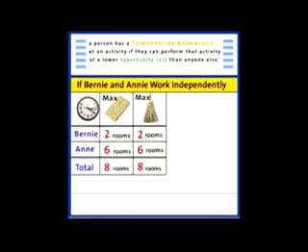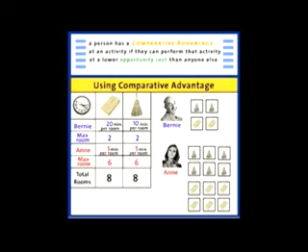And next to each of our players, we have their present production pattern. Bernie is sweeping 2 rooms and scrubbing 2 rooms. Ann is sweeping 6 rooms and scrubbing 6 rooms. Now we're ready to introduce the concept of comparative advantage.